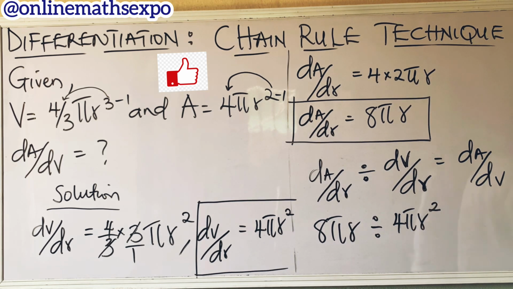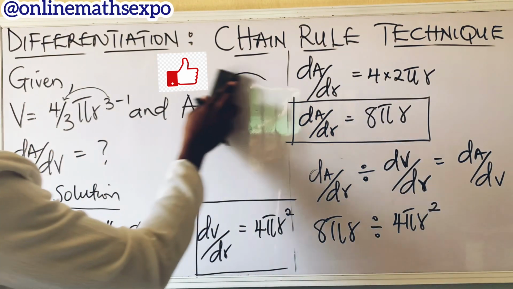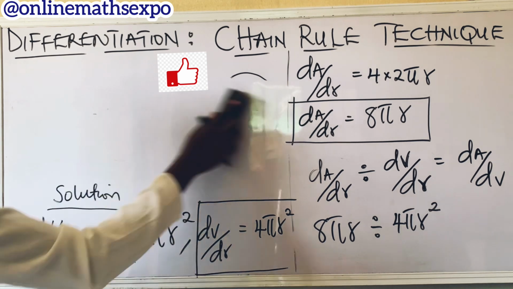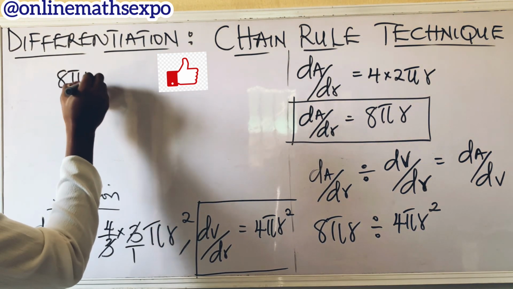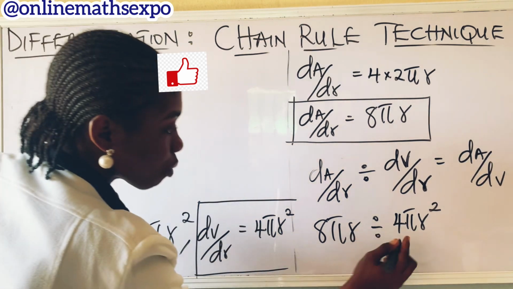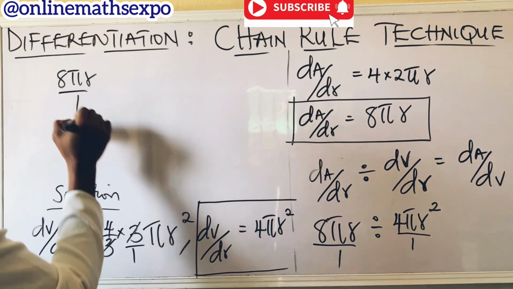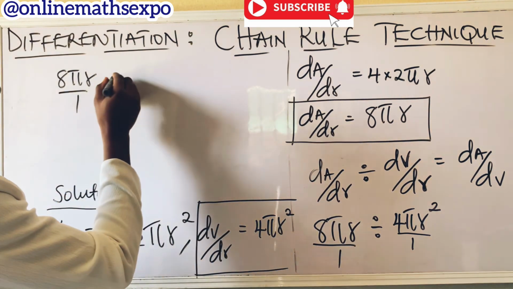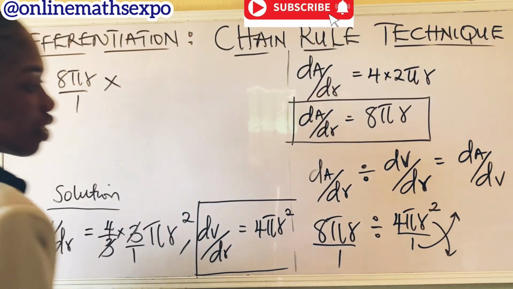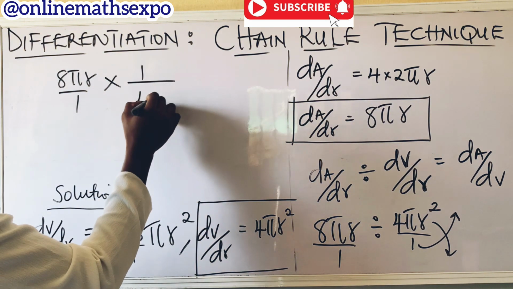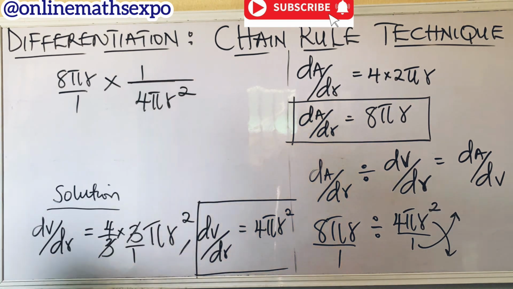So let's simplify this. In conclusion, we now have 8 pi R divided by 4 pi R squared. Remember, this is over 1. Okay, you can still make this over 1. So that division will turn to multiplication. Then you reverse this and this comes down, so that we have 1 over 4 pi R squared. I hope you see how simple it is.